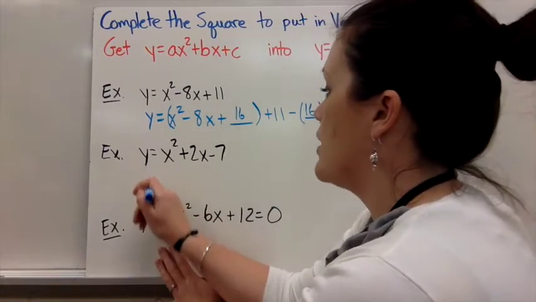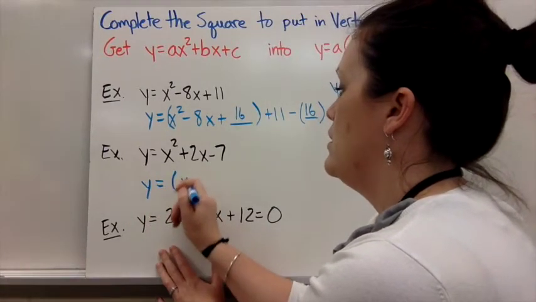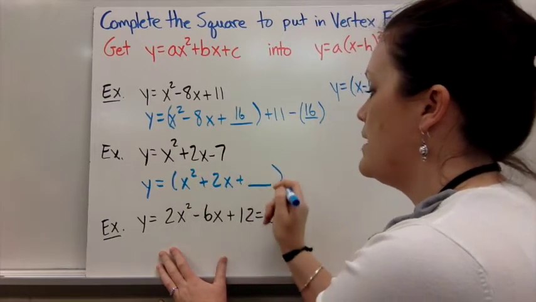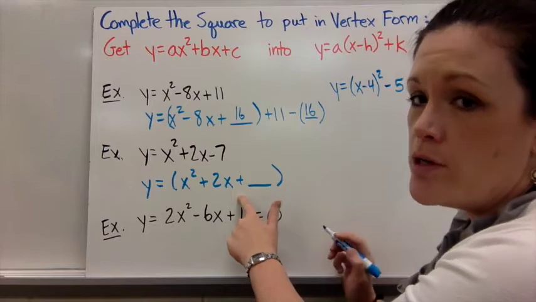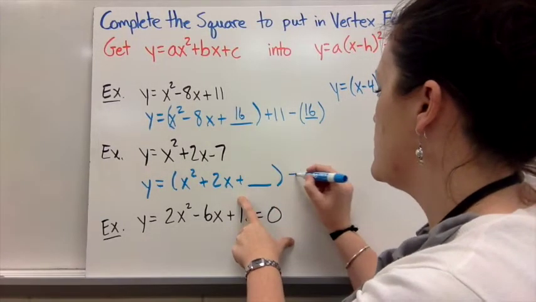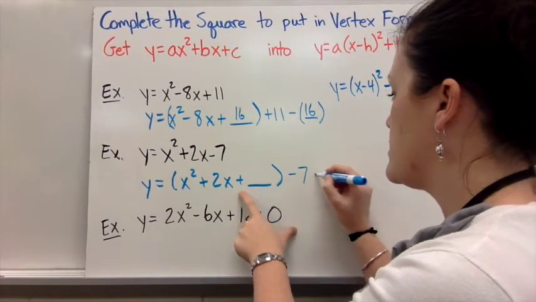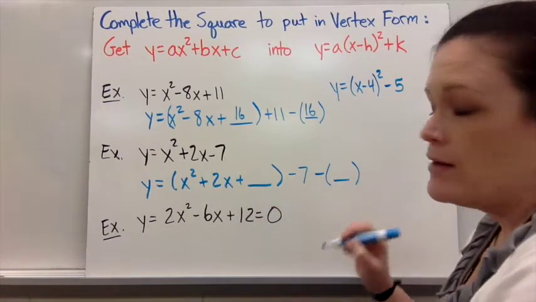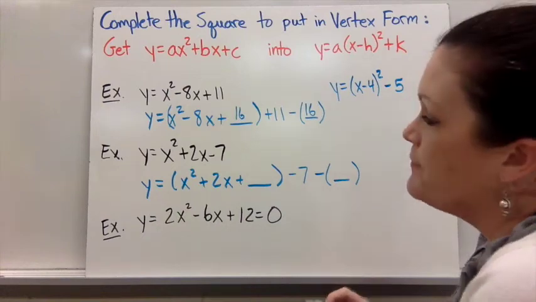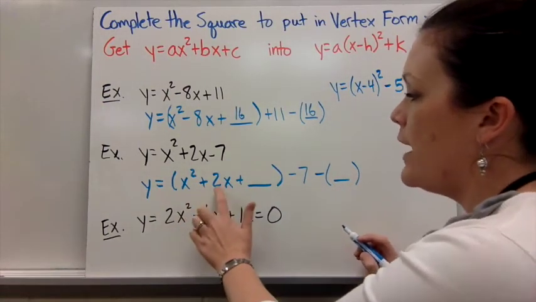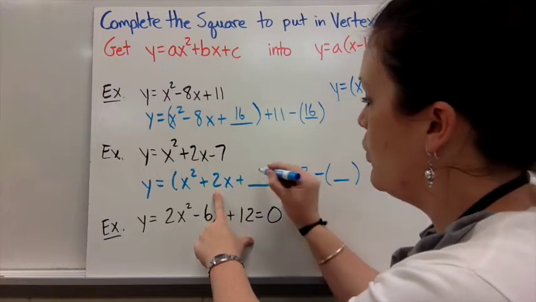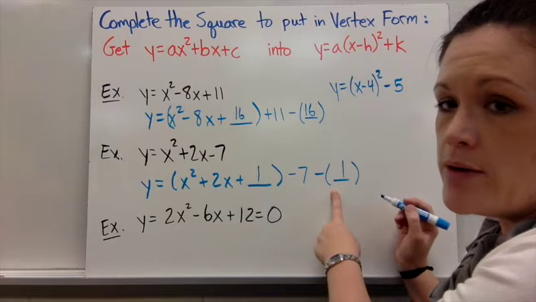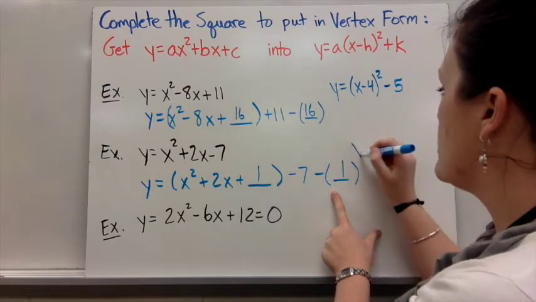So here I'm going to rewrite y equals, then using completing the square, we're going to make this a perfect square trinomial is what we're doing. So then it still has minus 7, and we have to subtract what we've added, so really we didn't add anything, but we're just changing the look of everything. So x squared plus 2x, half of 2 is 1, and 1 squared is just 1. So we're going to add 1 and subtract 1, so that's why this is okay. Now I can write it in vertex form.